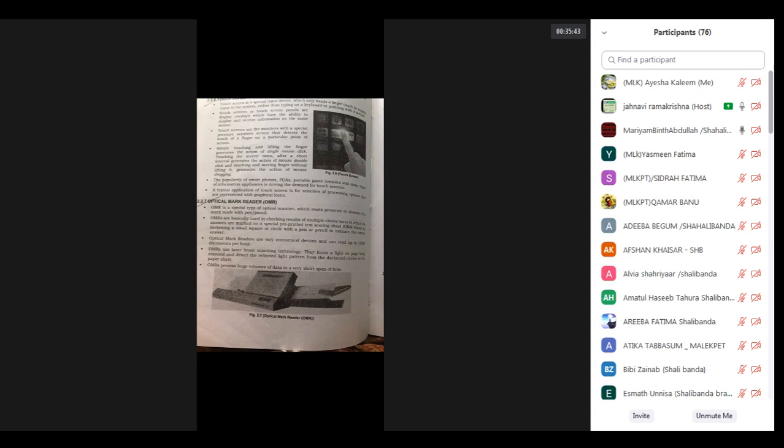These are used when there are multiple choice questions. Option A, option B, option C, option D. For each option we have a small circle, and we have to fill it with the black pen. There will be numbers. If the examination paper has 1 to 150 questions, then 1 to 150 will be ordered in a serial manner.